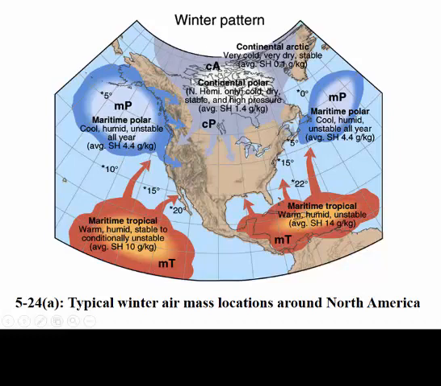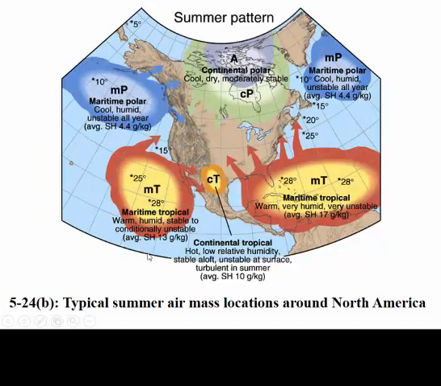We have CA, continental Arctic, so they form over continents. They're going to be very cold. You can see the specific humidity attached to those versus your maritimes, versus your maritime polars, or your maritime tropicals rather. Okay, so in summer patterns, we've got these CP, continental polars. We've got a continental tropical.